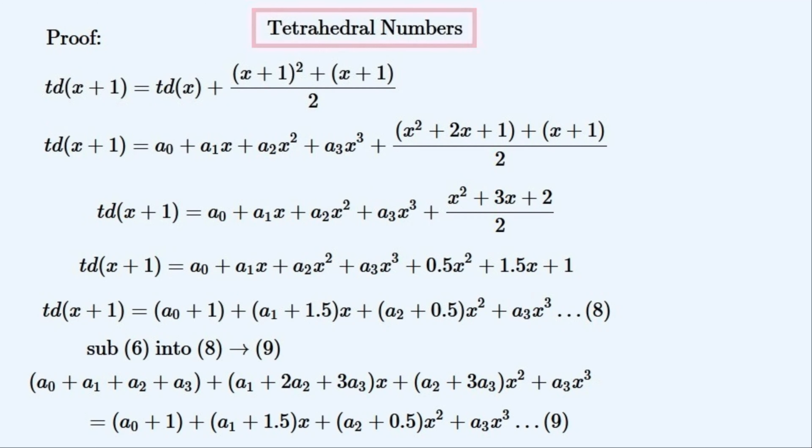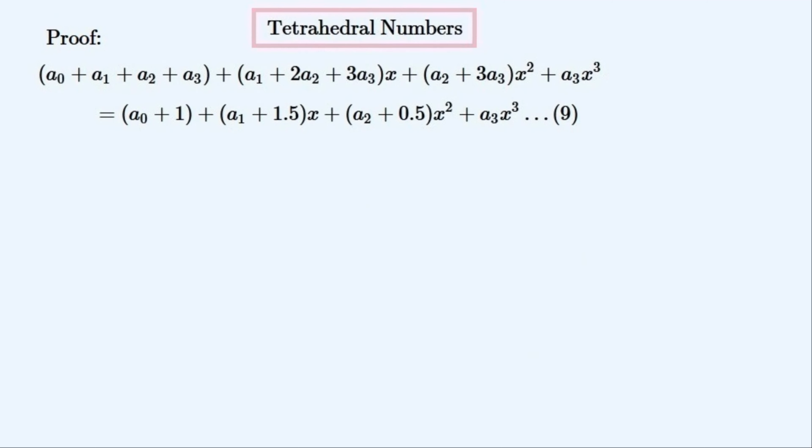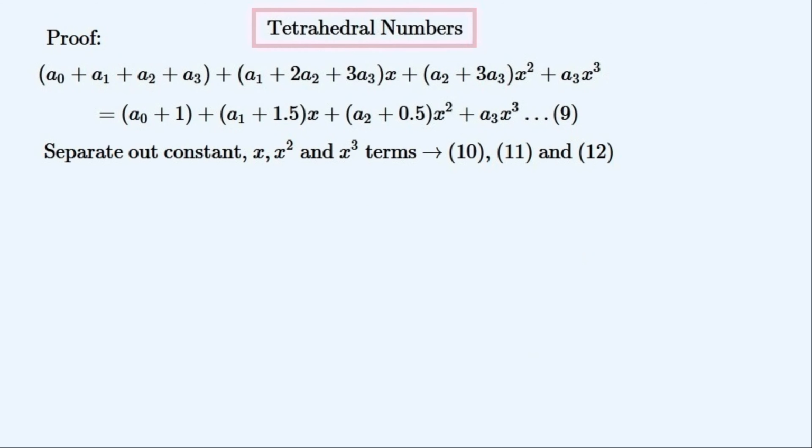So now we have two different equations for the x plus 1th tetrahedral number that we can equate together and use this new equation to find all of the coefficients of the polynomial that we're trying to find. I'll just rewrite this equation at the top of the screen. Now we can separate out all of the terms in this equation so that we can get 3 of the coefficients of the polynomial. We'll start off by separating out all of the constant terms to get this equation.